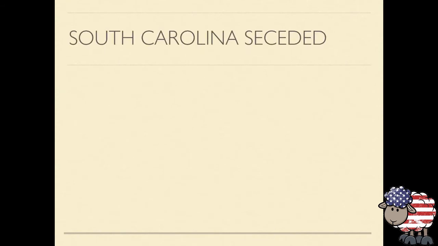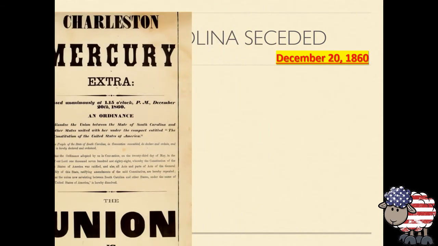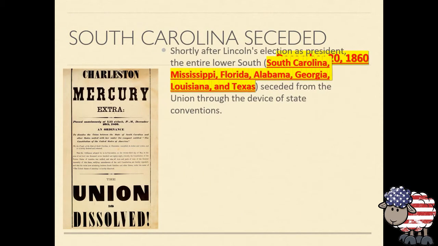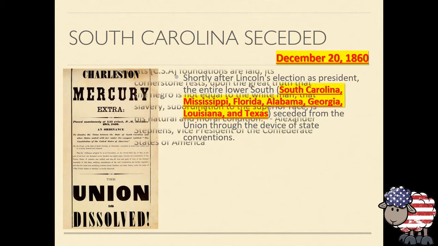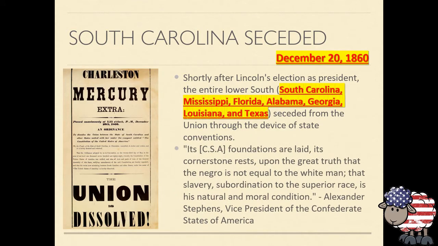Even prior to Abraham Lincoln's election, on December 20th, 1860, South Carolina is the first state to start the secession process, followed by Mississippi, Florida, Alabama, Georgia, Louisiana, and Texas. They all secede before Abraham Lincoln is inaugurated.